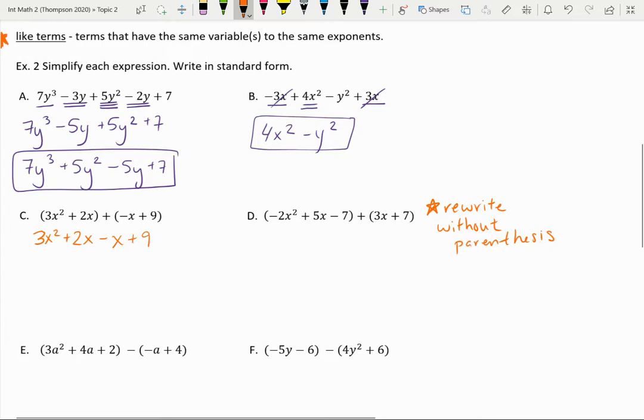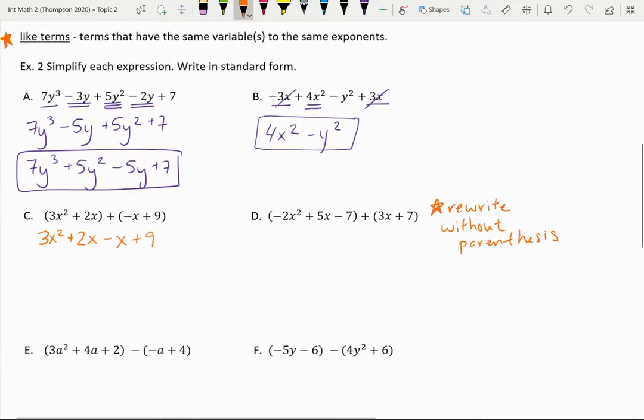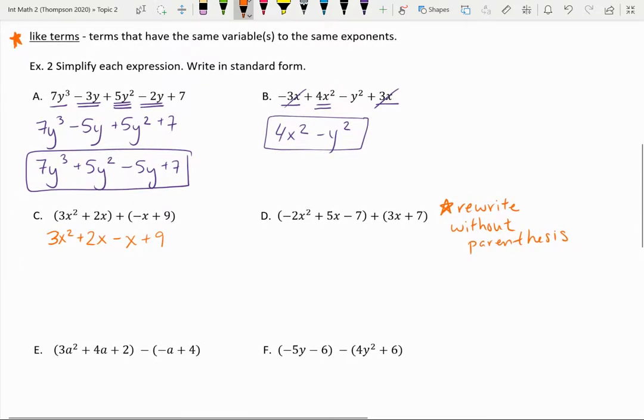I'm looking to combine like terms. So 3x squared, I don't have any other x squareds. 2x, and then I have a minus x right here. So 2x minus 1x gives me just 1x, and a plus 9 at the end. Check, is that in standard form? Let's see. The first term's degree 2, then degree 1, then degree 0. That'll work.